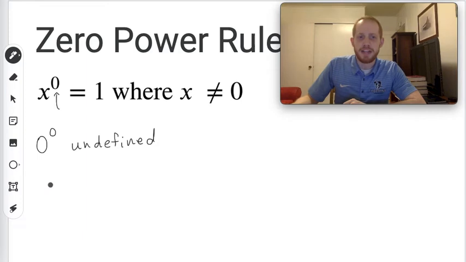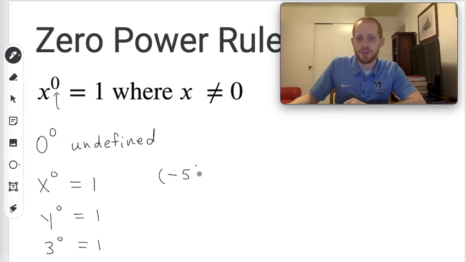But if I take any variable or any number other than 0 and I raise it to the 0 power, I'll always get 1. So for example, x to the 0 power is 1. I have y to the 0 power is 1. I have 3 to the 0 power is equal to 1. And if I have a negative number, I need to make sure that I put it in parentheses first before I raise it to the 0 power. So negative 5 to the 0 power is going to give me 1.